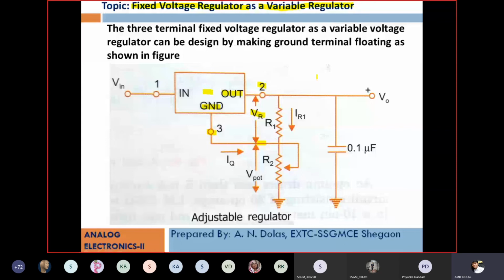So ground is not directly connected, it is floating ground connected through resistance R2. So this is the design wherein the voltage across resistance R1 will be fixed, that is 5 volt. Suppose I am designing variable voltage regulator from 5 to 7.5 volt value, then additional 5 volt plus 2.5 is 7.5. Additional 2.5 volt can be obtained across the potentiometer, which is R2. This is the potentiometer R2.